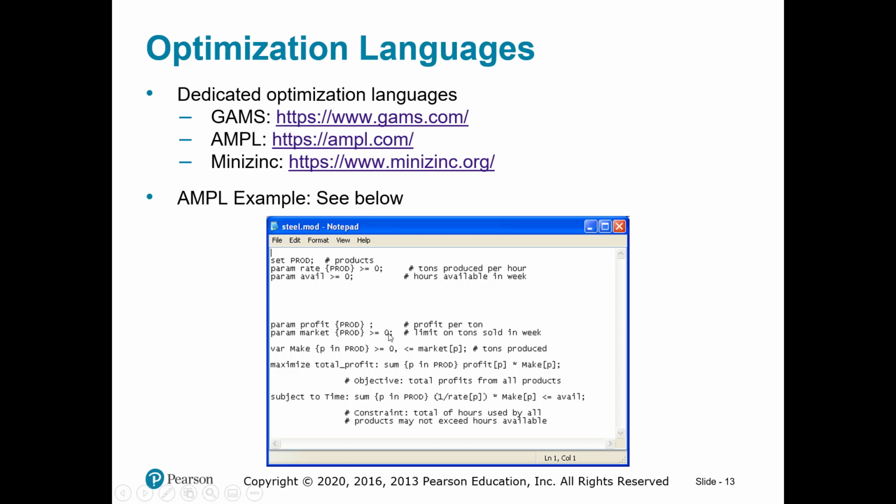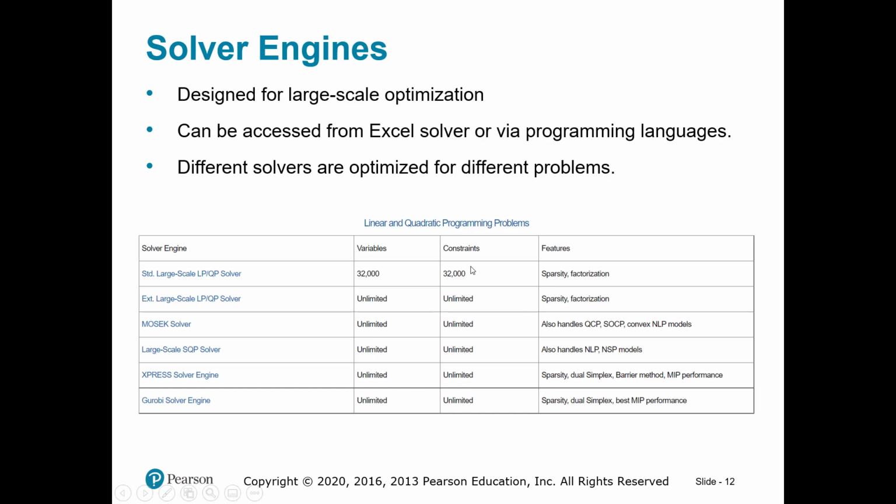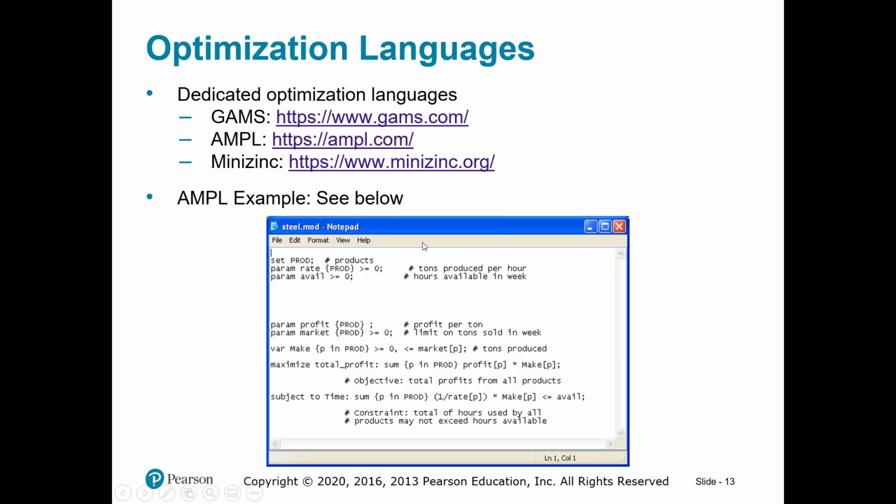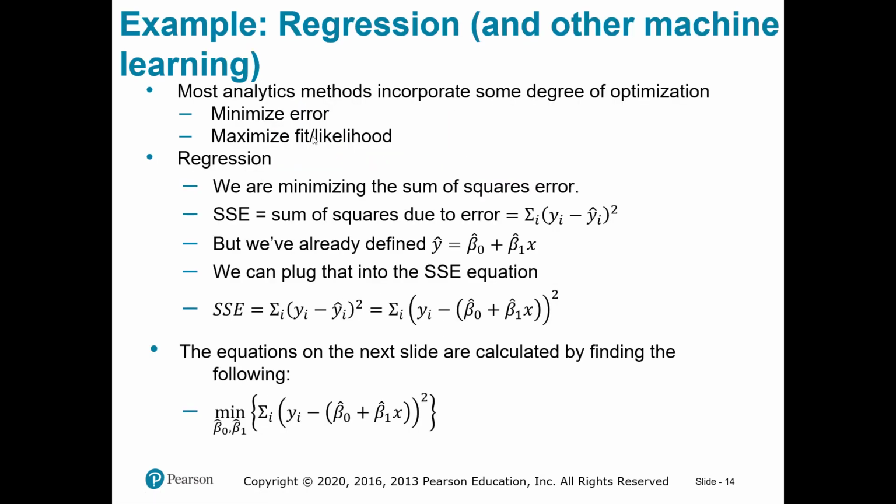So literally we could have 100,000 variables here, but we only have 10 lines of programs, and then we send it the data set. So that's an optimization language. And generally, if we're passing big programs to these solvers, we would use one of these languages rather than using Excel. But that's way beyond the scope of this course.